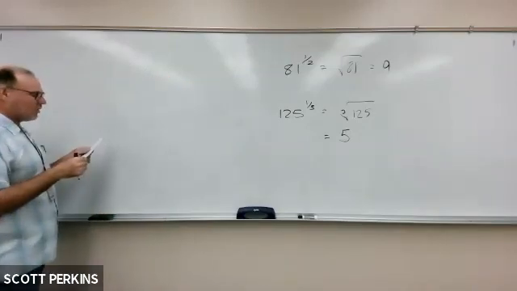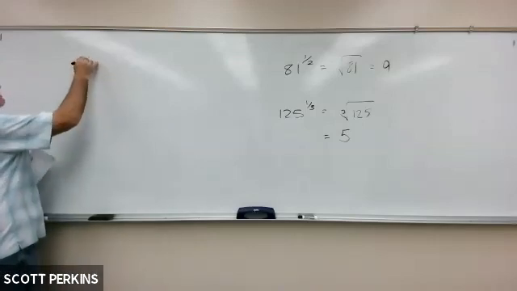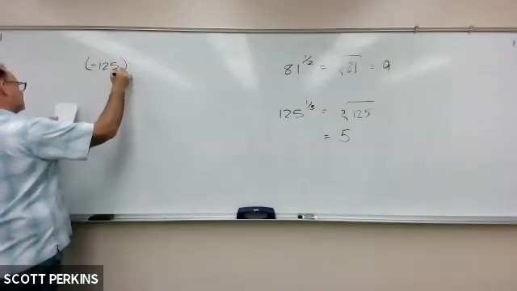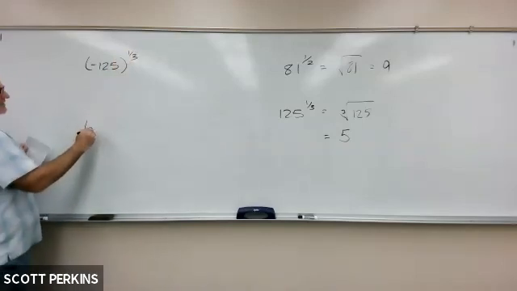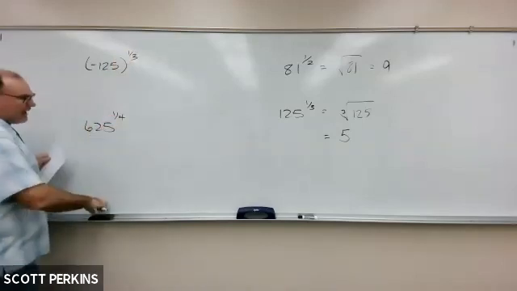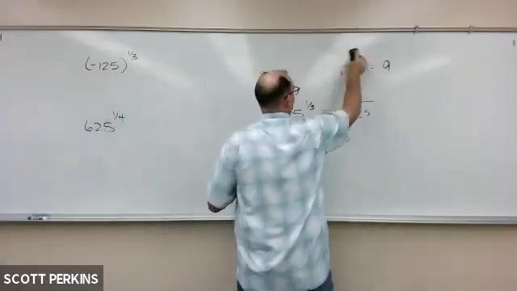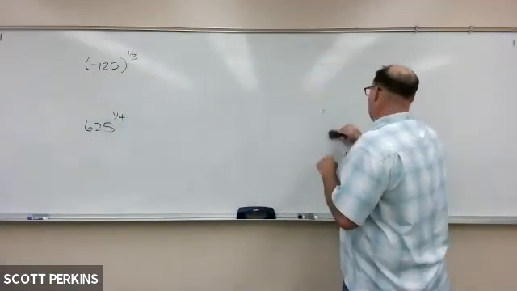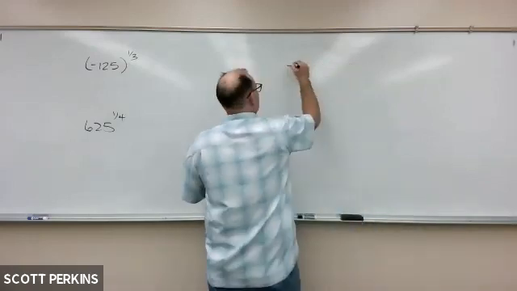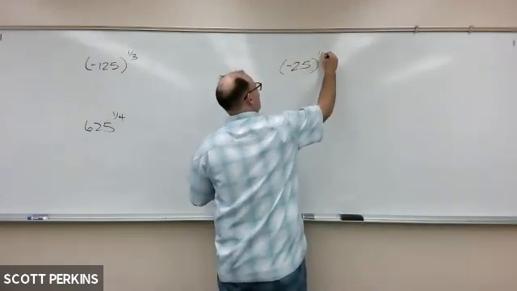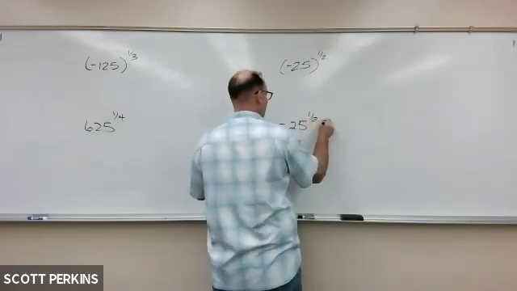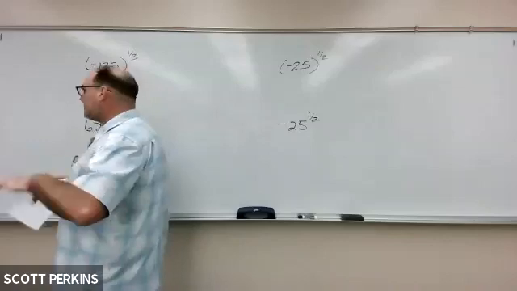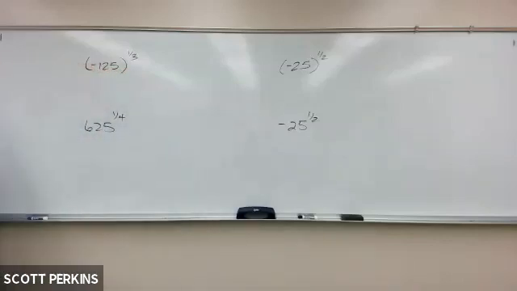So here's a few more. I just want to make sure I cover all the bases on different things that you'll see. So negative 125 to the 1/3, and then 625 to the 1/4 power. Negative 25 in parentheses to the 1/2. Those parentheses are significant. And then negative 25 to the 1/2. Okay. If you don't see the difference between those last couple, that's okay. That's why there are examples for us.